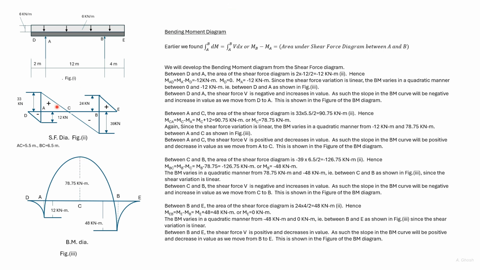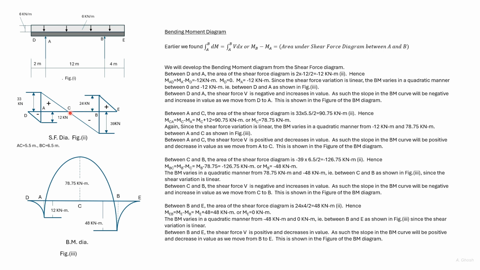The variation of shear force between A and C is linear, so the variation of the bending moment diagram will be quadratic. We are in the positive region in the shear force diagram, so the slope in the bending moment diagram will be positive. We move from a higher value of shear force to 0. So here the slope changes from a higher value to 0.